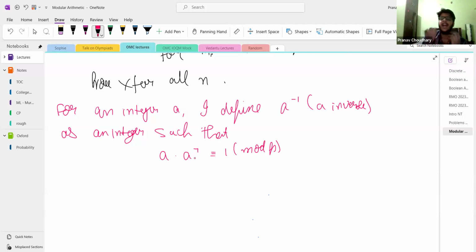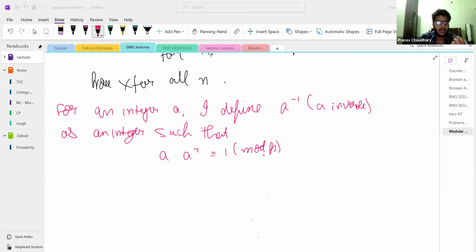But it's not very clear why an inverse should exist for all the integers. It's not very obvious, right? What's the guarantee that an inverse of 2 exists modulo 5? We can brute force and show that it exists, but that's not necessary, right? So we'll prove that an inverse exists. For that, we do a subproblem.